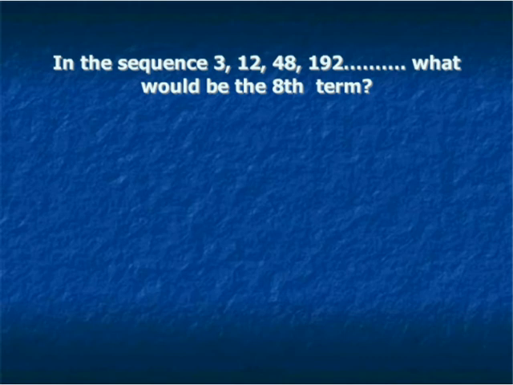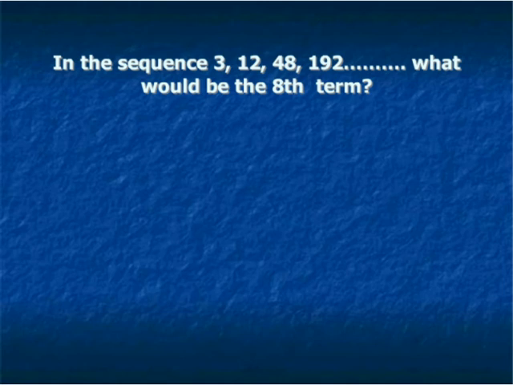Well, first we have to determine the ratio. 12 divided by 3 is 4. 48 divided by 12 is 4. 192 divided by 48 is 4. So our ratio is 4. Remember that our ratio is 4.